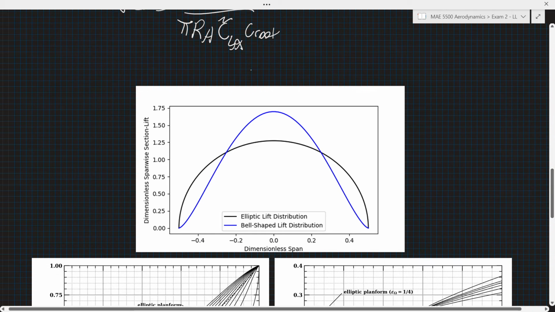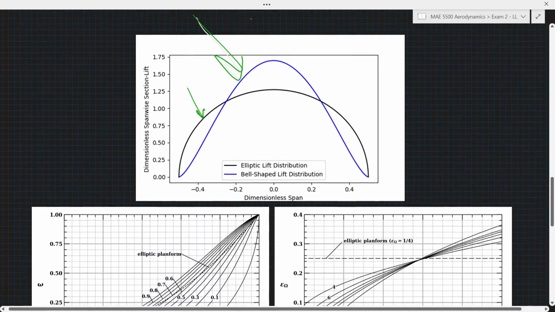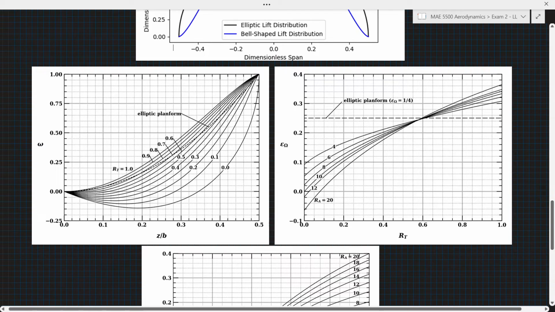Now, looking over here, let's get a better color. Blue could get confusing. Let's do green. So we can see here our bell-shaped lift distribution and our elliptic lift distribution. You can see that when we're trying to minimize this wing bending moment, we're going to bring that lift inboard to take care of the fuselage weight.